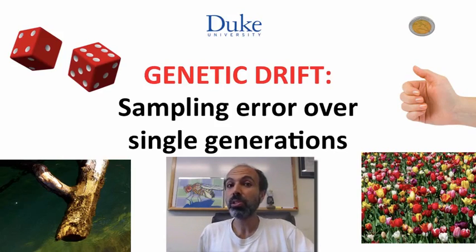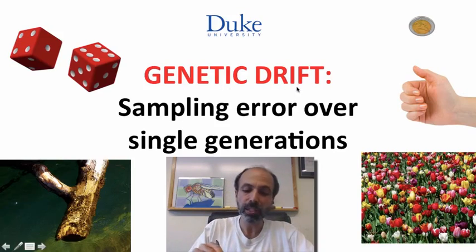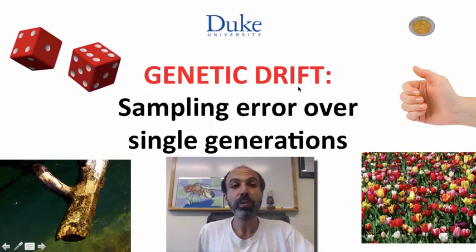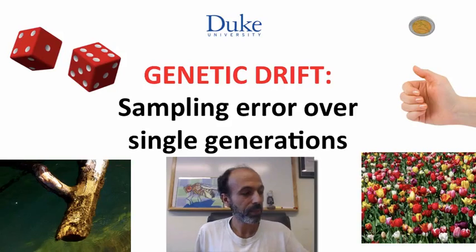Now, one of the assumptions of Hardy-Weinberg that I mentioned before was an infinite or near infinite population size. Obviously, there are no species out there that have an infinite number of individuals. As a result, there will be some sampling error, or as this is referred to here, genetic drift. In this video, we'll talk about the effects of sampling error over a single generation.